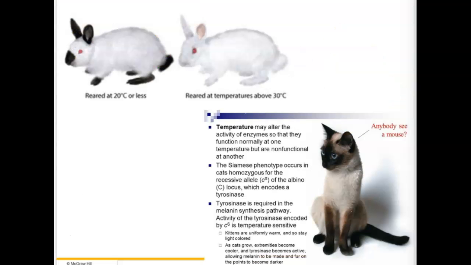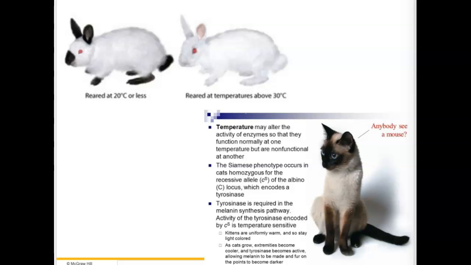Temperature can affect gene expression as well. In Siamese cats, the expression of an albino recessive gene for melanin production only occurs at colder temperatures. As the cat ages, the protein is expressed to produce melanin. Extremities are colder than the body, which creates the darker pigments in the paws, ears, and face.